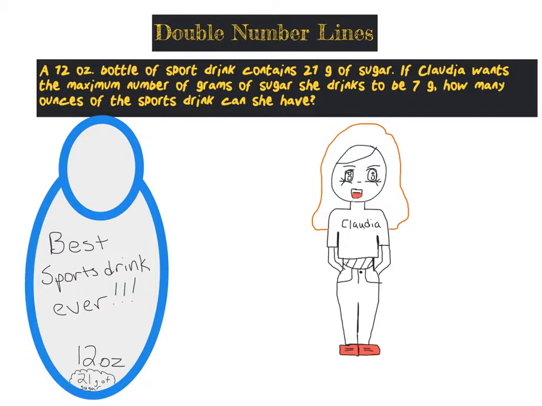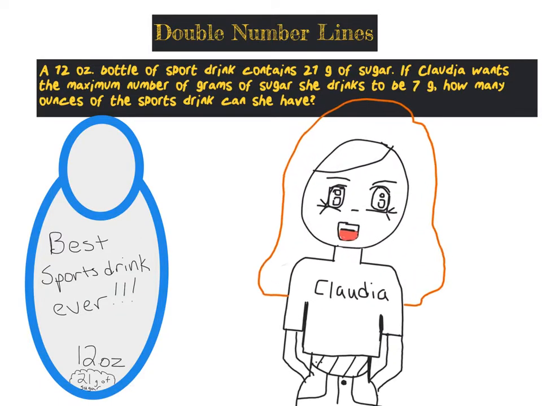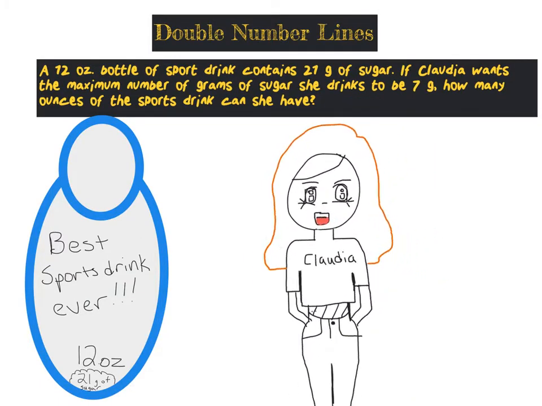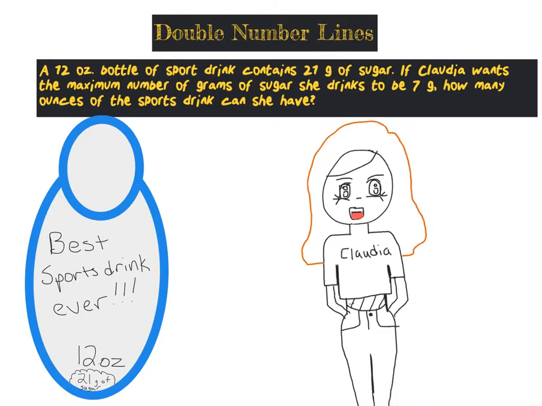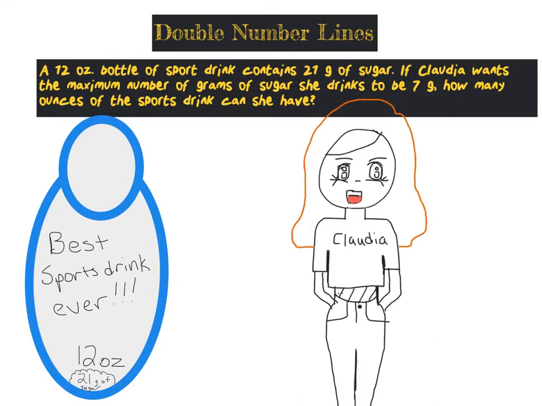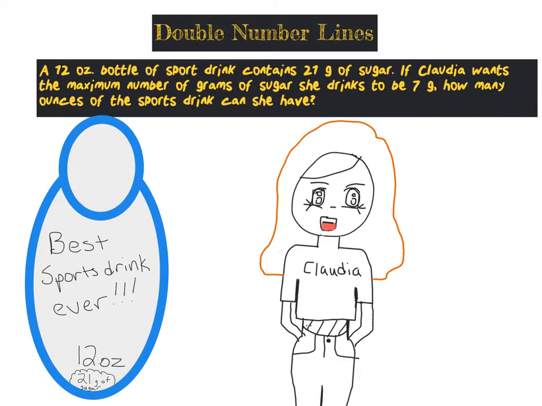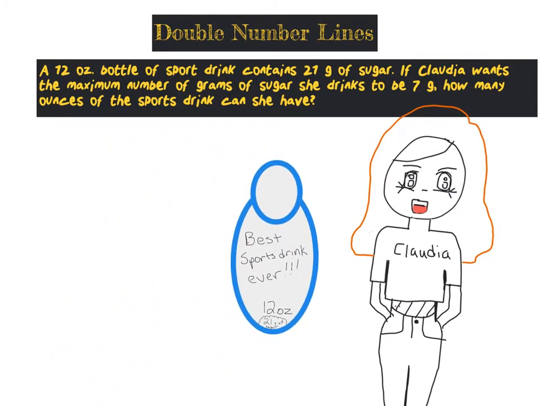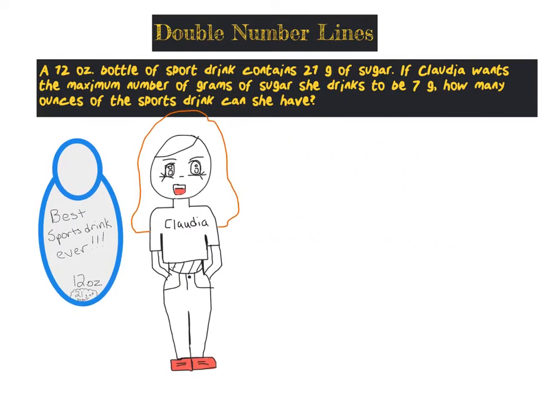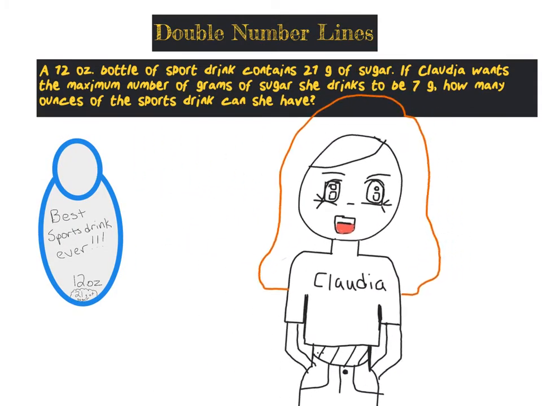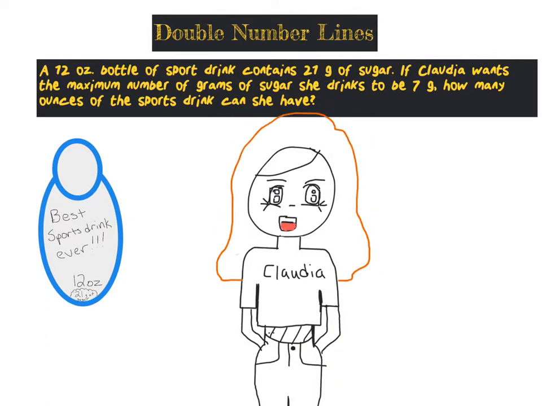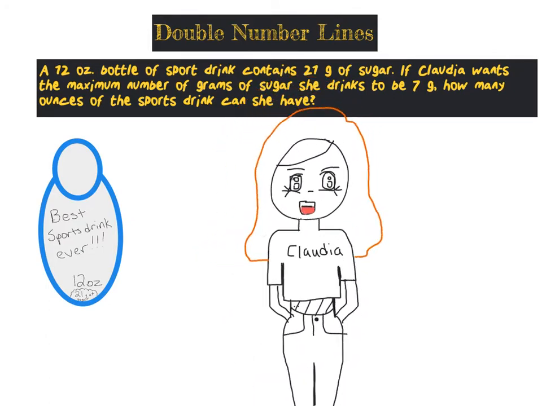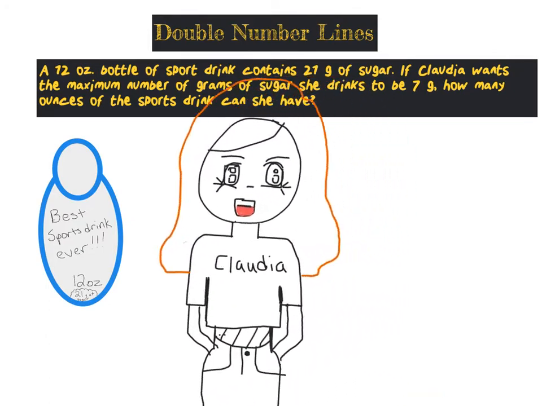So here's Claudia, and she says, "Hi, my name's Claudia, and I want some juice, but I can only drink 7 grams of sugar, not 21, so I can't drink this full thing of the best sports drink ever. I need to only have some of it. How can I figure out how much sports drink I should have?"